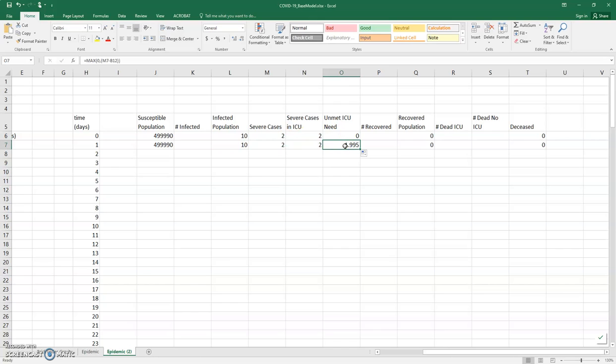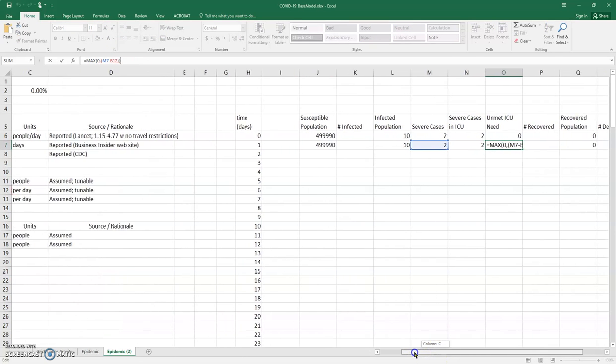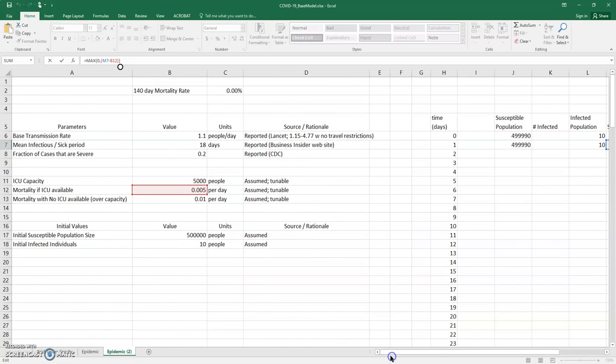I'm going to pause this and figure out what's going on. Classic error. And here's how I figured out what went wrong. I looked at this, it was clearly wrong. If you look at this equation up here, it's M7 minus B12. What's B12? B12 is the ICU mortality, not the ICU capacity.